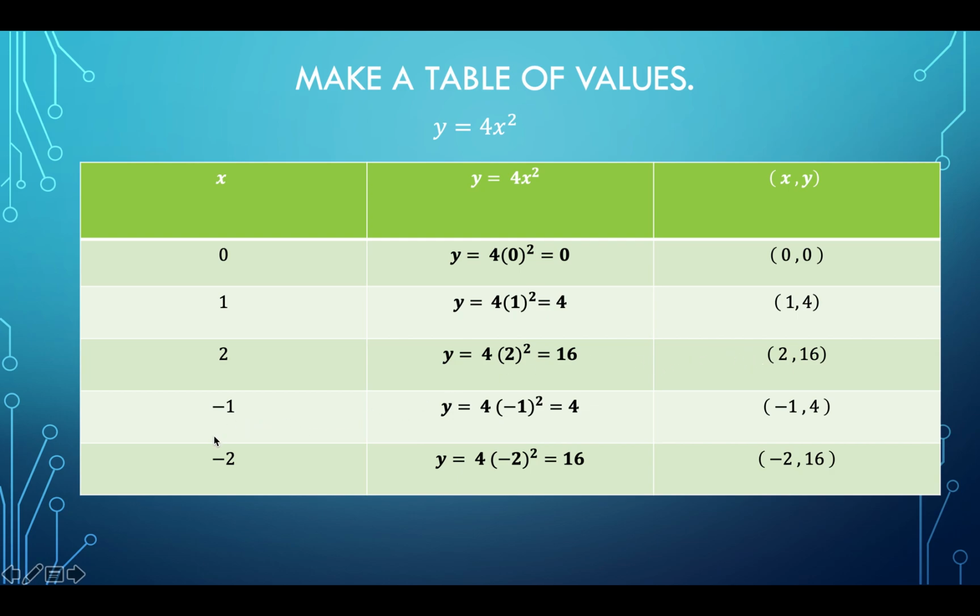Then we have -1. What's our coordinate? We're going to plug -1 in for x. -1 squared, remember, whenever we square a negative number, it becomes positive. So -1 squared is equal to 1 times 4, which is 4. So our coordinates are -1, 4. And then we have -2. Wherever there's an x, we plug in -2. -2 squared is positive 4. Positive 4 times positive 4 gives me 16. So our coordinates are -2, 16.